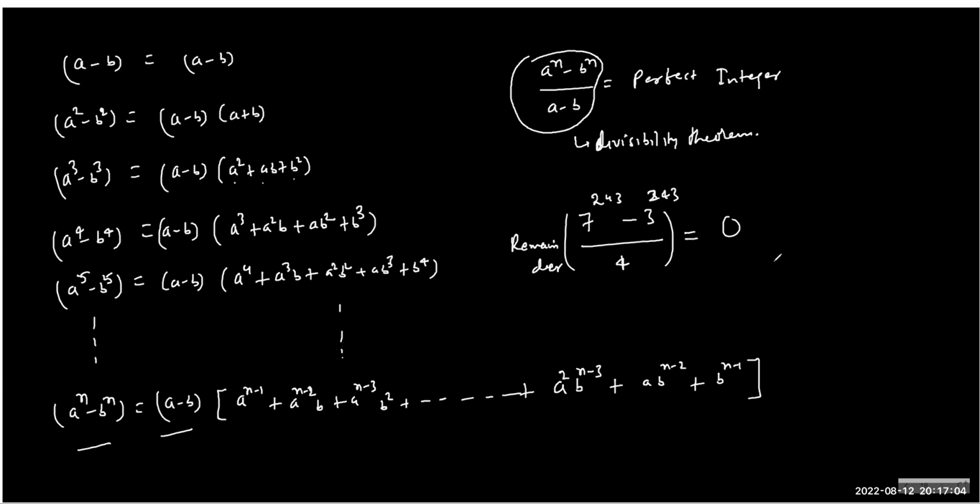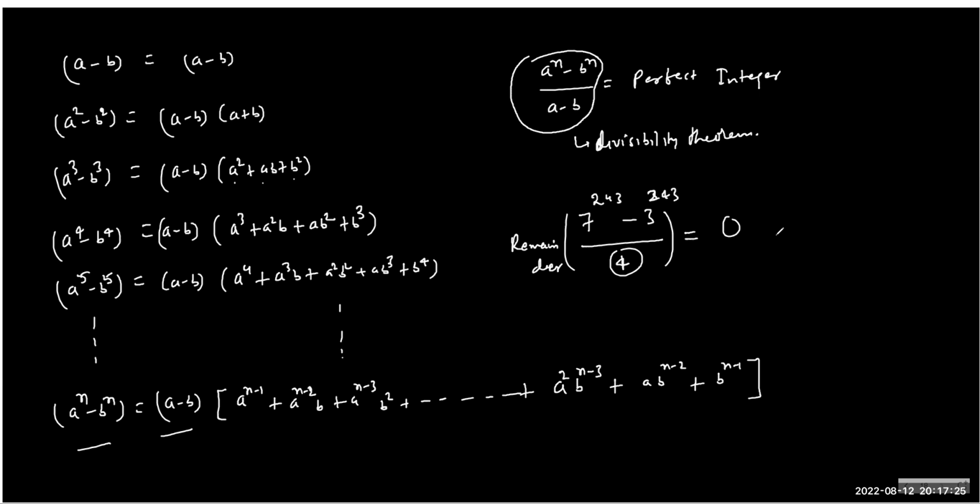It is completely divisible, no? A power n minus b power n is divisible by a minus b, which is 4. Correct? Yes, sir. And because it is completely divisible, are we going to get any remainder? No. So the answer is 0.